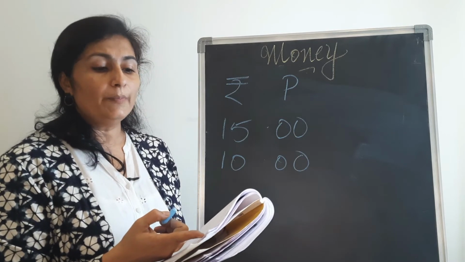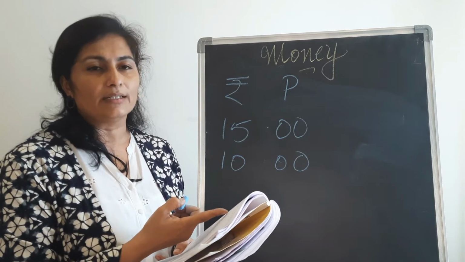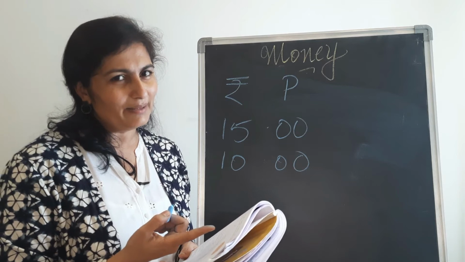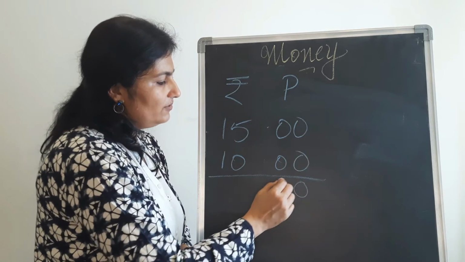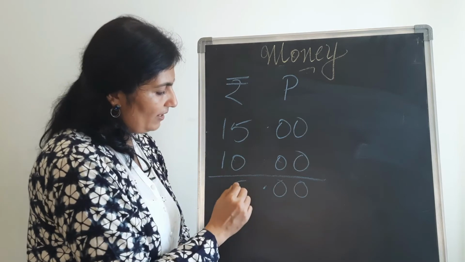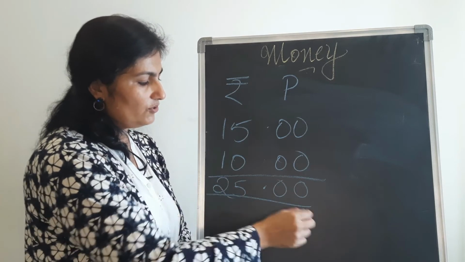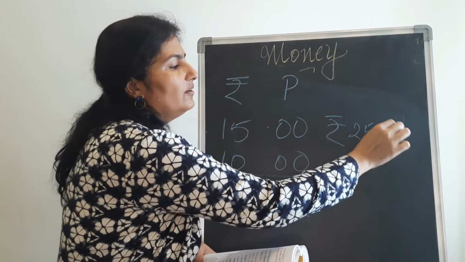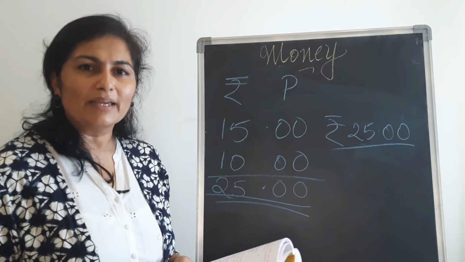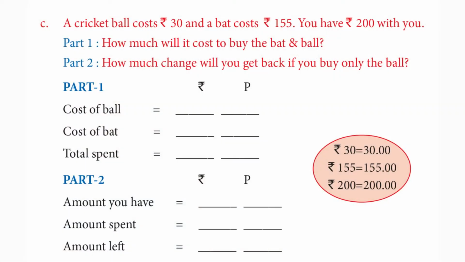How much will you pay the shopkeeper in total? So again the total is asked, that means you have to do the addition. So let's do it. 0, 0, decimal, 5 and 2. So our answer is 25 rupees, which is what you have to pay the shopkeeper.